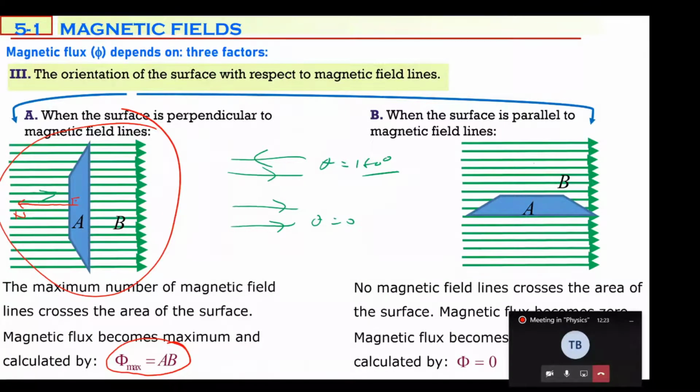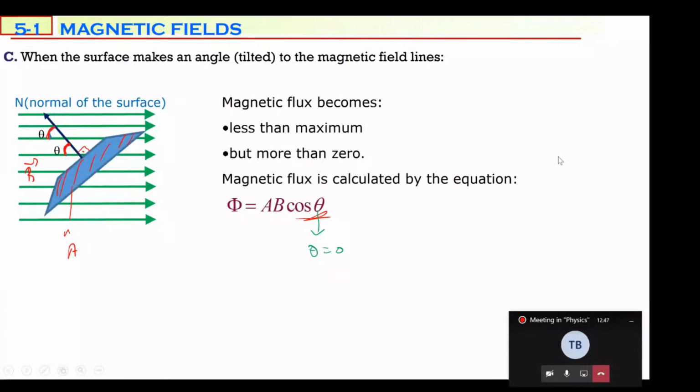But when it is parallel, now think about this case. When the surface is parallel, this is the normal. Now let me draw with another color. This is the normal. What is the angle between the magnetic field lines and the normal? 90. What is cosine 90? 0. That's why the magnetic flux is 0. So this equation also tells you at what angle magnetic flux is 0, at what angle it is maximum, at what angle it is greater, at what angle it is smaller. AB cosine theta is the equation for calculating magnetic flux.